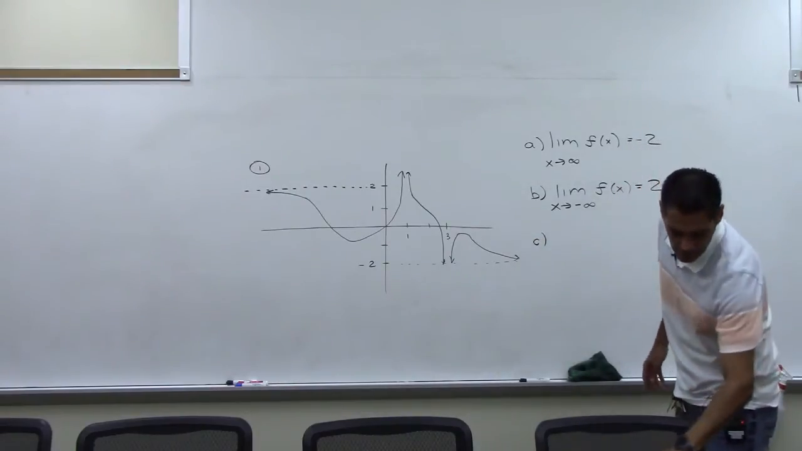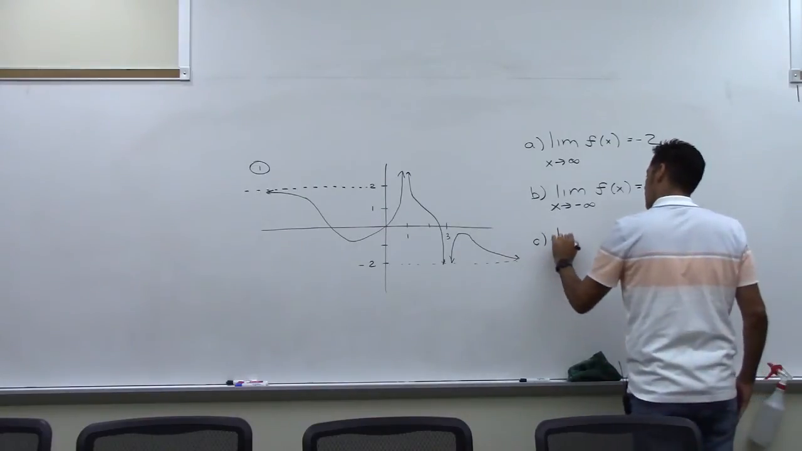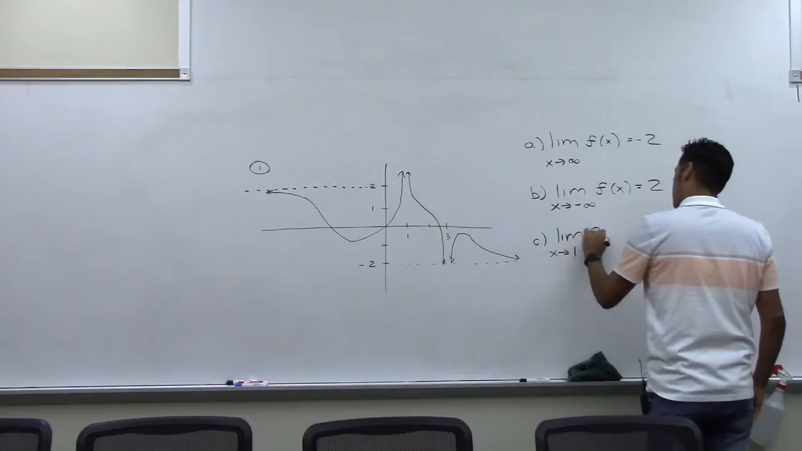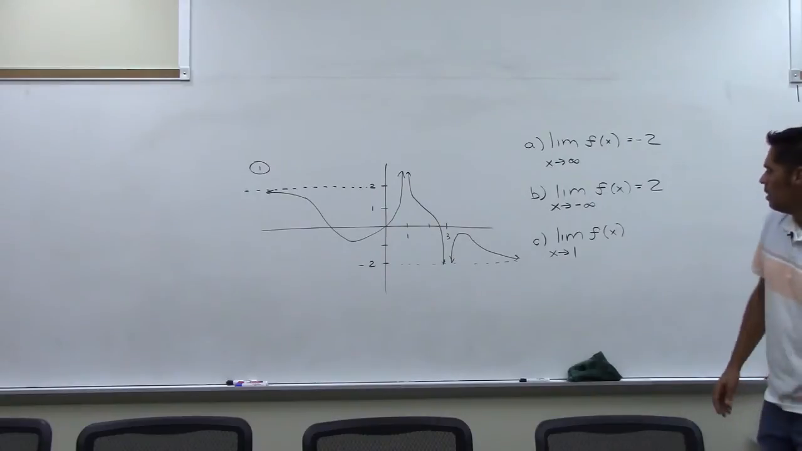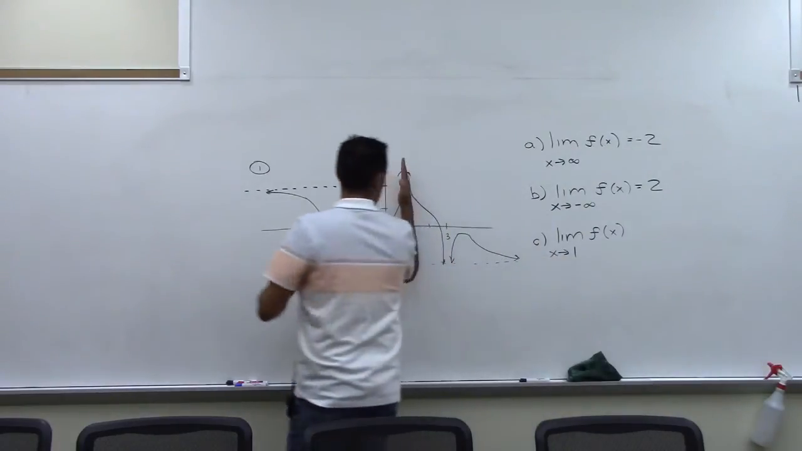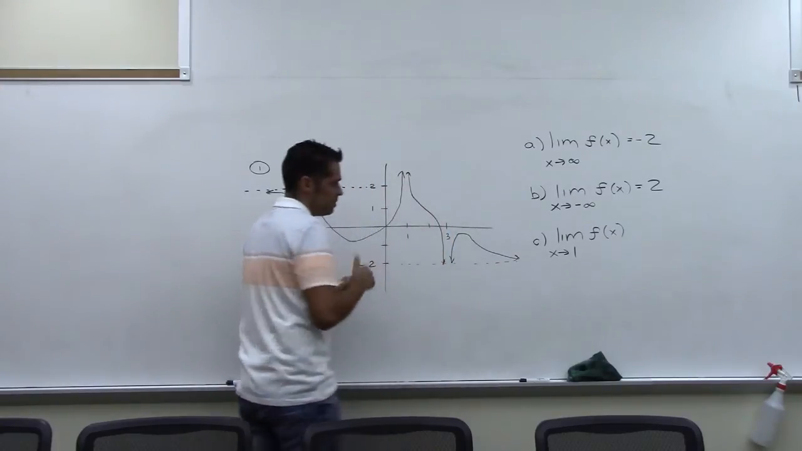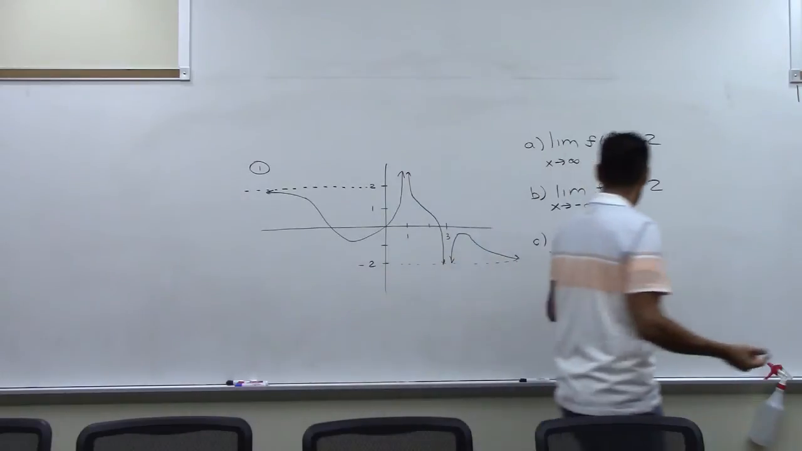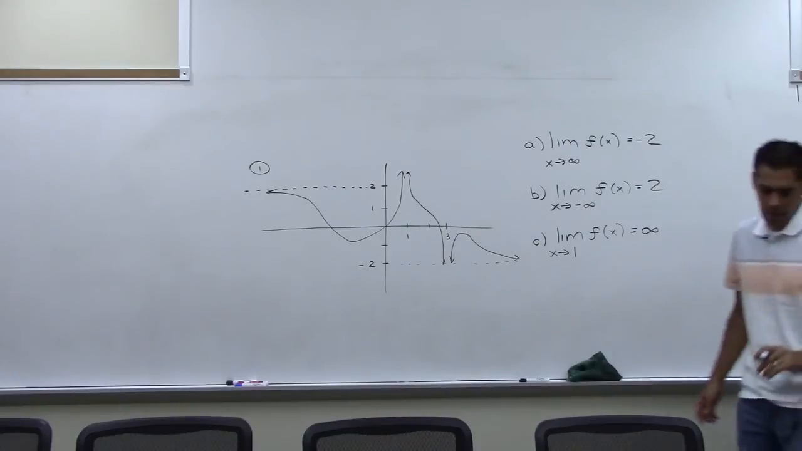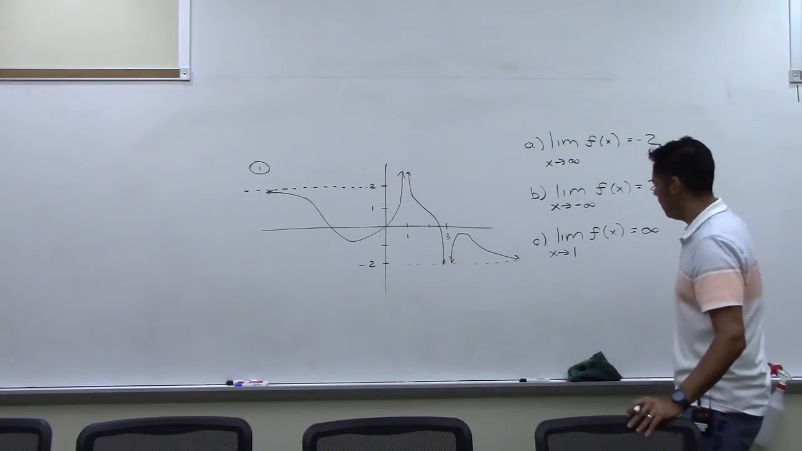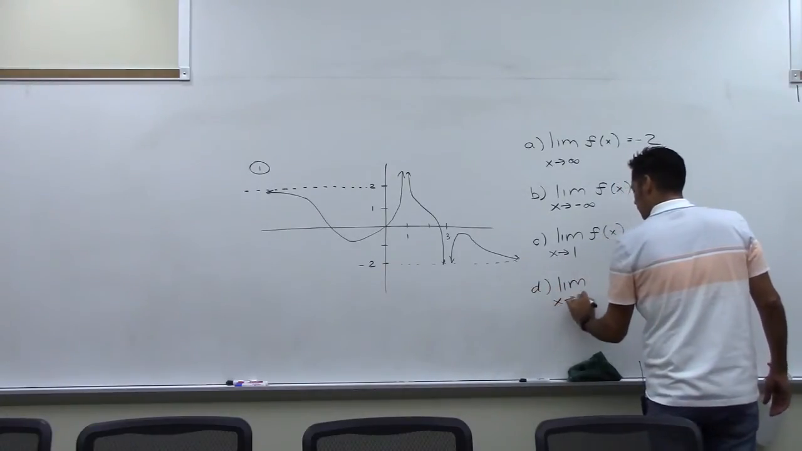For C, limit as x approaches 1 of the function. So notice it doesn't have plus or minus there, so we have to look from both directions. And as we approach 1 here, here's 1. From the left, it's going up to +infinity, and from the right, it's going to +infinity. And since they're the same, positive infinity is the same as positive infinity, we will say that this is going to +infinity.